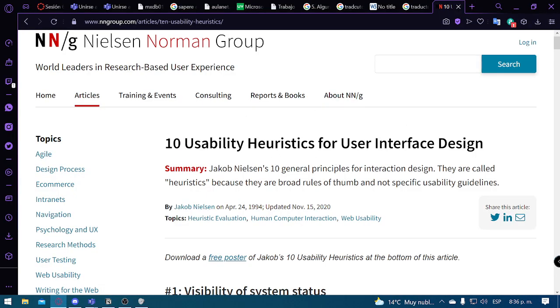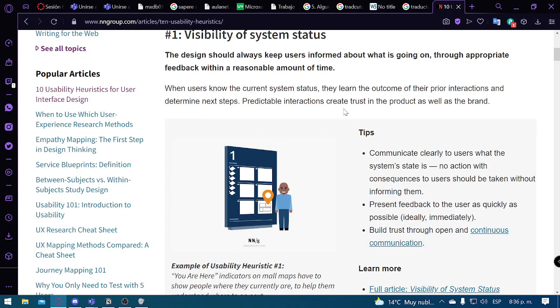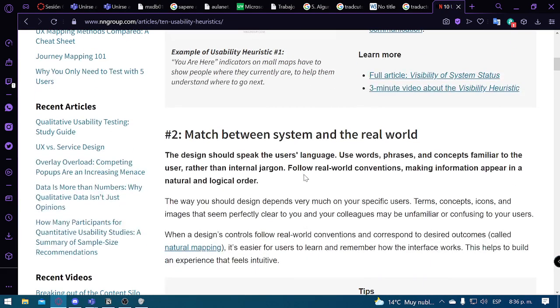The page about 10 usability heuristics for user interface design. We had first visibility of system status. It means that the user always has to be kept informed about what is going on. It is so important to know when we are using a web application.